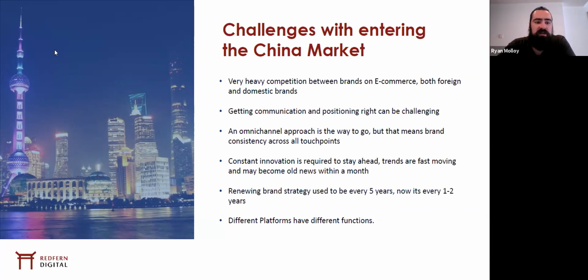Omnichannel approach is the way to go. Sometimes we start out with just one or two media channels or EC channels, often one, and then we'll find later that actually the product would sell quite well on others. So if you have a budget, try working across a few different platforms, especially if you're on social commerce.